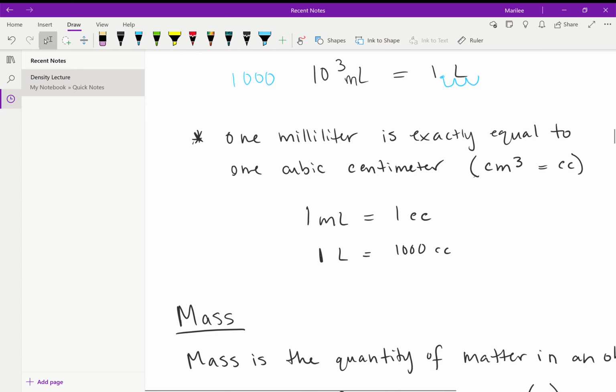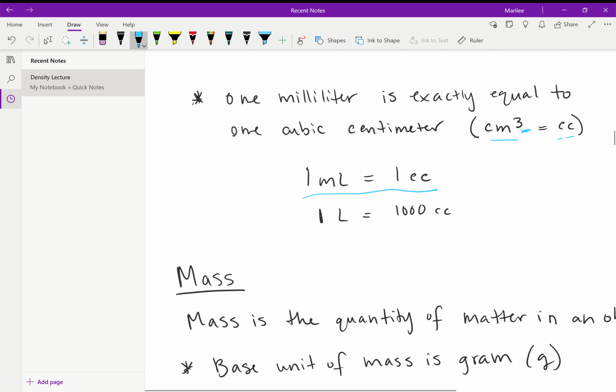Side note, 1 milliliter is exactly equal to 1 cubic centimeter. Cubic centimeters is centimeters cubed, to the third power. It's also noted as cc. So 1 milliliter is equal to 1 cubic centimeter. If we convert our milliliters to liters, then it's 1,000 times. So 1 liter is 1,000 cubic centimeters.